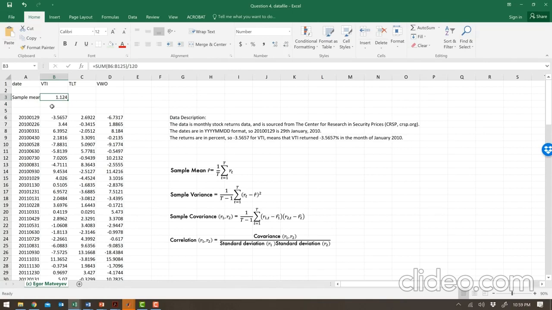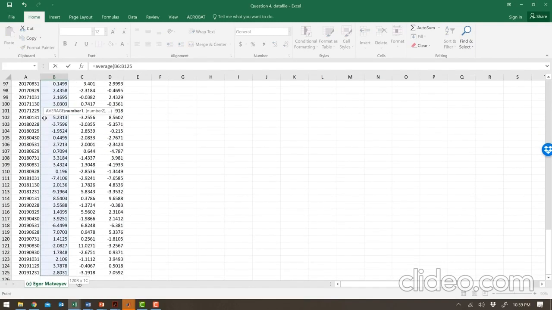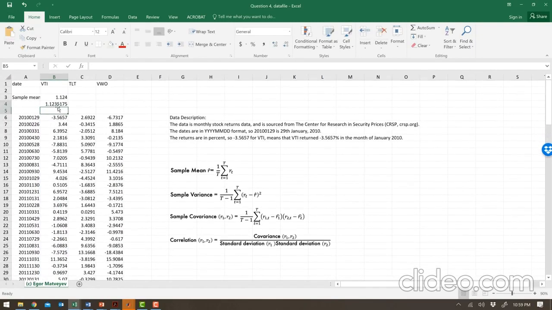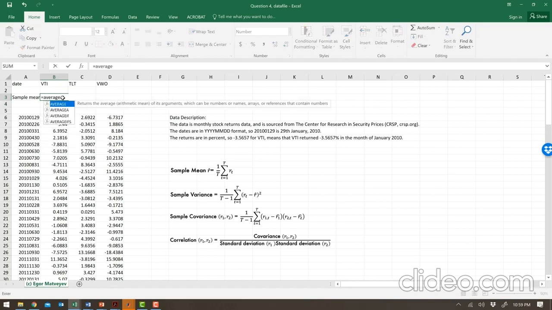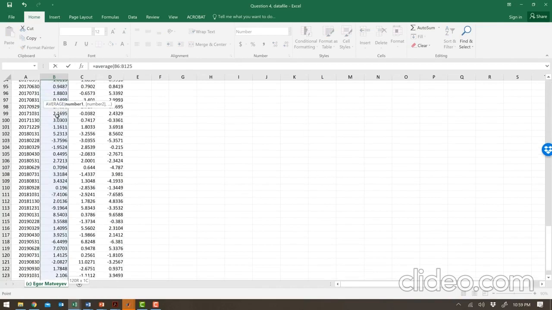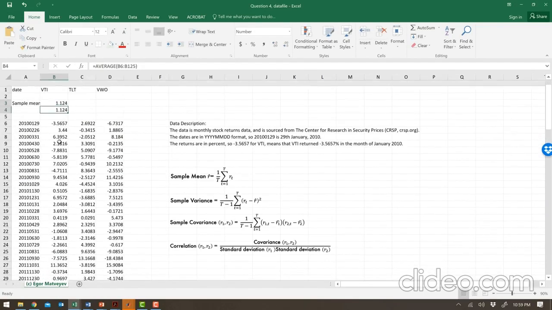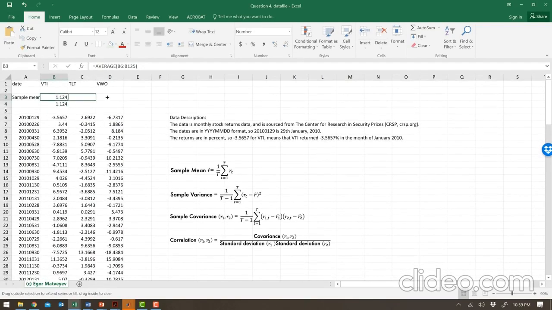Now, another way to compute the sample mean is just to use the average function in Excel. If we do this, we get exactly the same answer. So we could see that the return is exactly the same. From now on, I will just use the average function to compute the returns. So I'll say average here, and I will extend this to the other two ETFs.